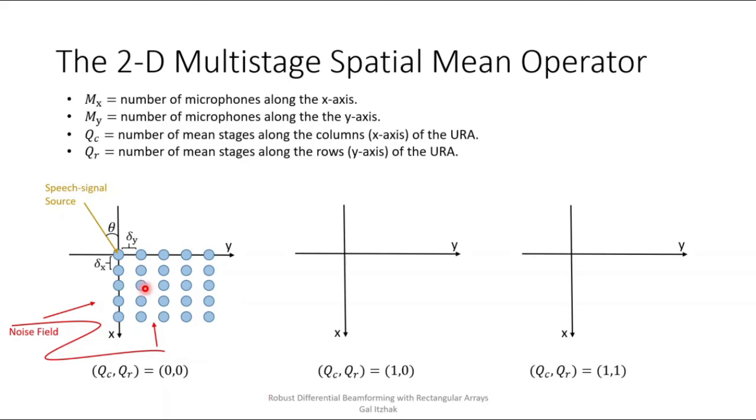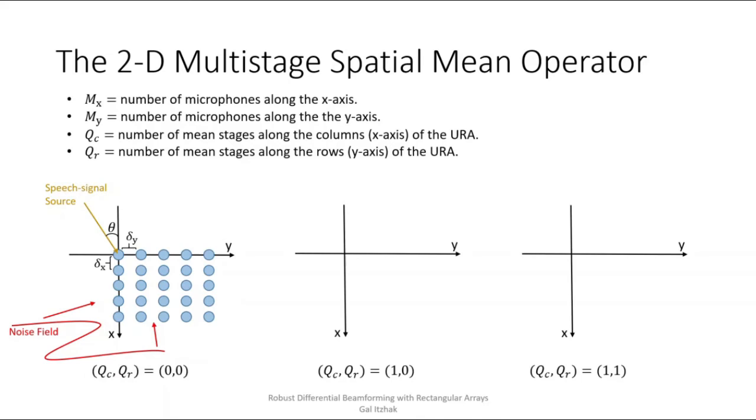Let's assume, for example, that a desired speech signal is impinging on the array from the azimuth angle theta, and the speech signal is corrupted by a noise field, which, as we said before, may consist of white noise and directional interferences. And we have here also a URA, which consists of Mx microphones along the x-axis with an inter-element spacing delta x, and My microphones along the y-axis with an inter-element spacing delta y.